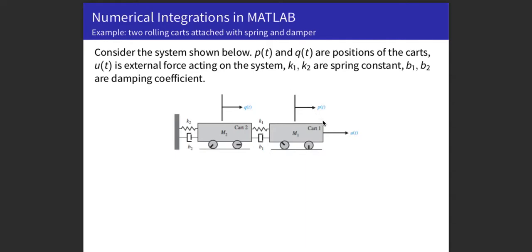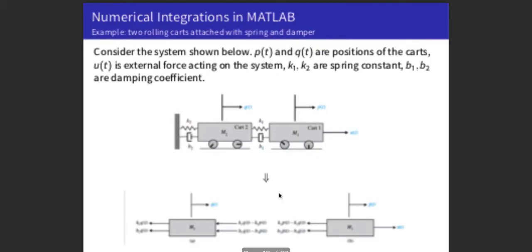Basically, there are two carts: cart number 1 with mass m1, cart 2 with mass m2, and cart 1 is connected to cart 2 by a spring and a damper, and cart 2 is connected to the wall by a spring and a damper. Cart 1 has the displacement p(t) and cart 2 has the displacement q(t).